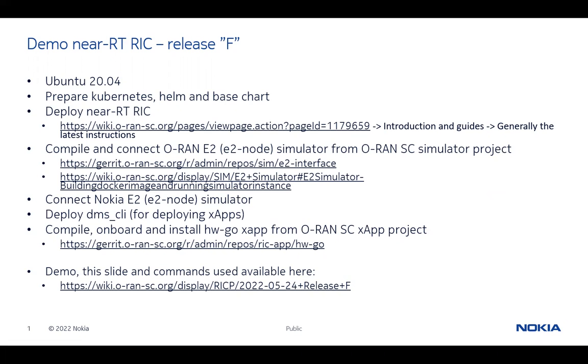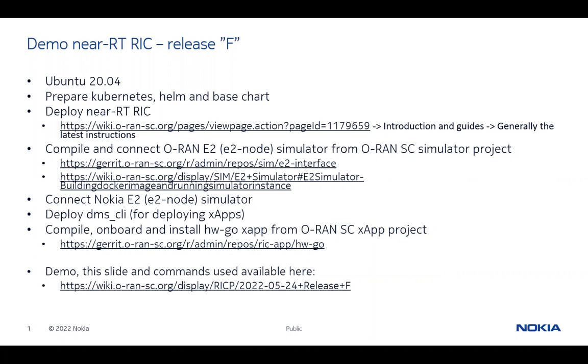First, we assume that there's a fresh Ubuntu 20.04 installation. On top of this, using scripts from the near real-time RIC platform, we install Kubernetes, Helm, and base charts for the near real-time RIC deployment. And then we actually deploy the near real-time RIC.